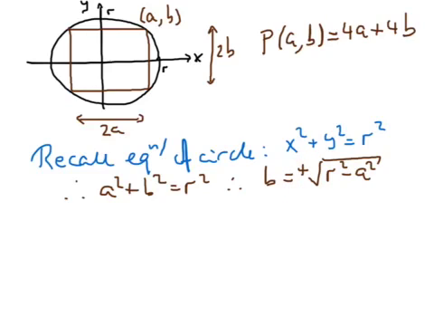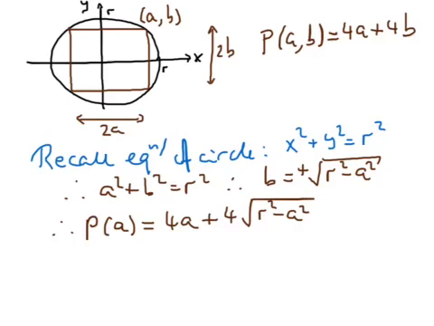So this means that we can write our perimeter as a function of one variable. We can write it as a function of a or b. I'm choosing to write it as a function of a. The first term is 4a, that's this term here. And then we have 4b, but we've just seen how to write b in terms of a. So this is plus 4 times the square root of r squared minus a squared. And this is the key result which we're now going to use.